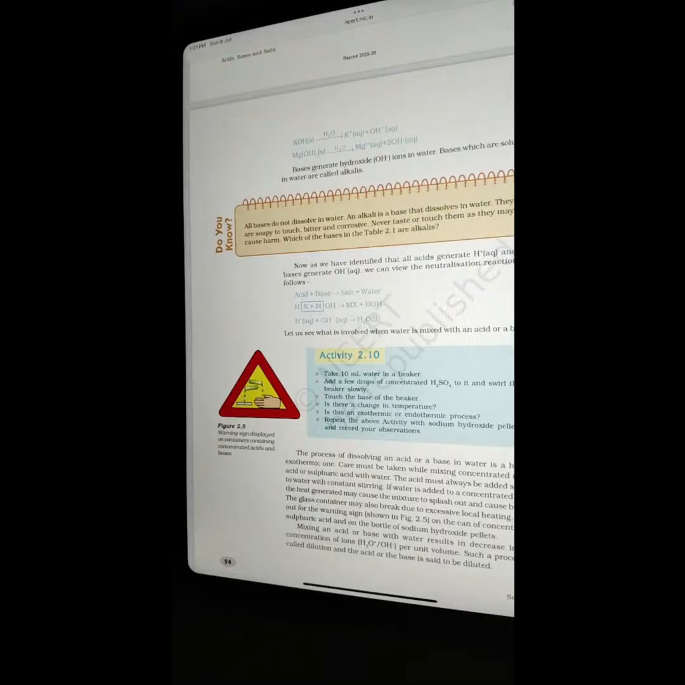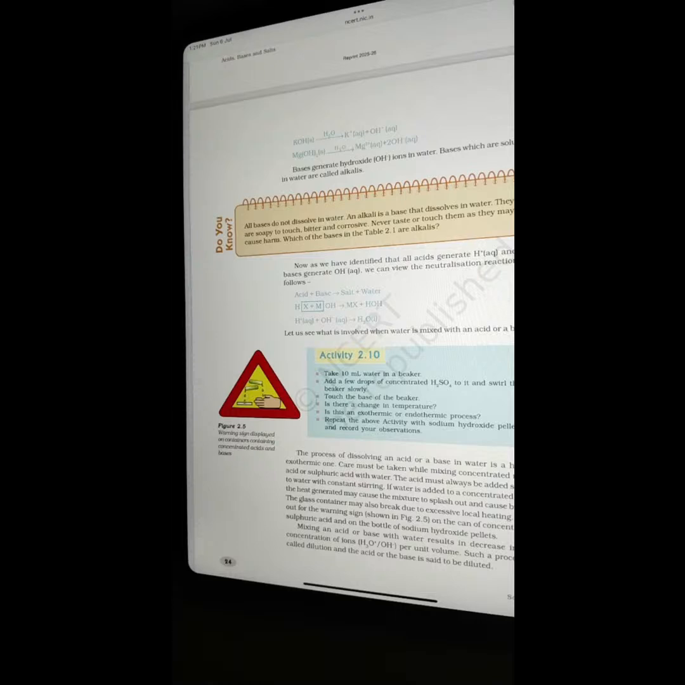Bases which are soluble in water are called alkalis. Do you know, all bases do not dissolve in water? An alkali is a base that dissolves in water. They are soapy to touch, bitter, and corrosive. Never taste or touch them as they may cause harm. Which of the bases in Table 2.1 are alkalis?